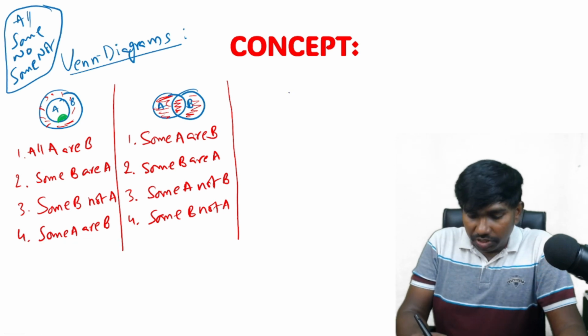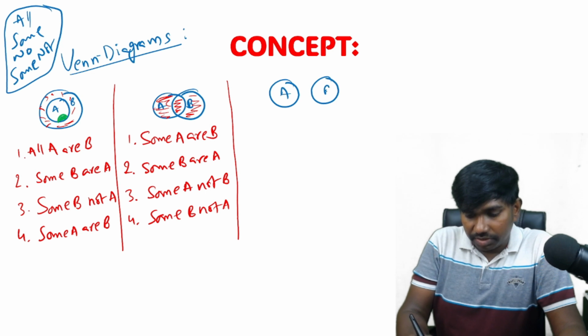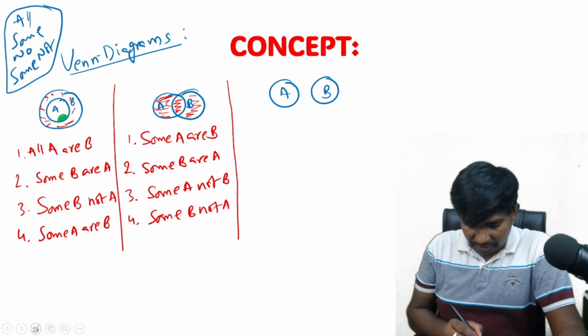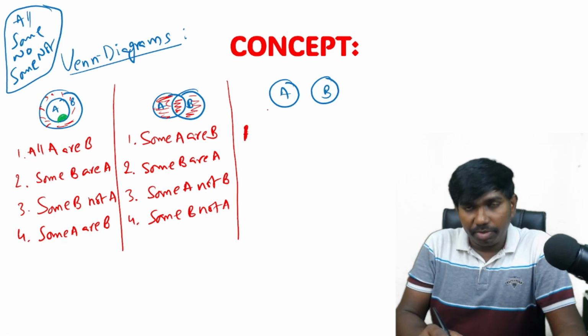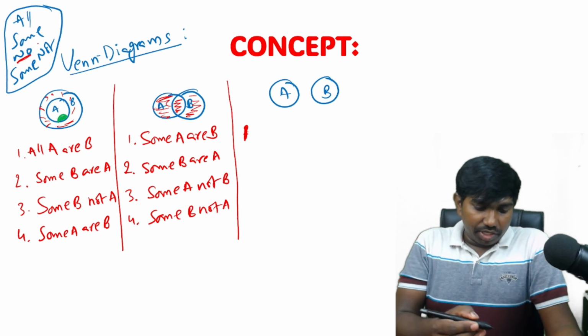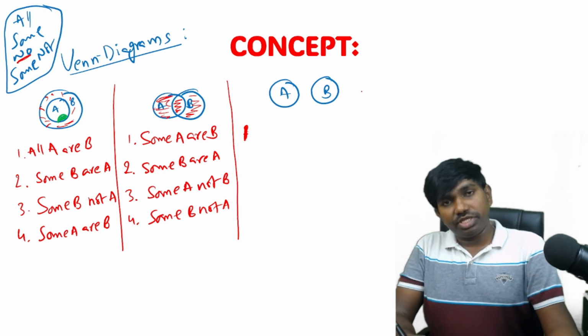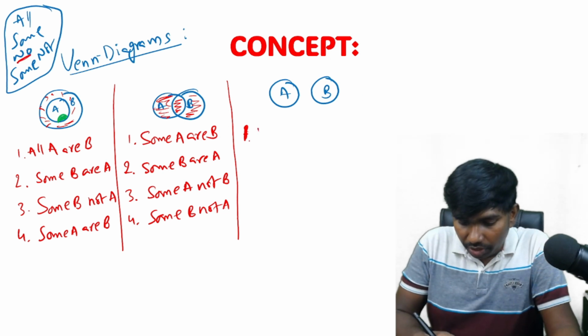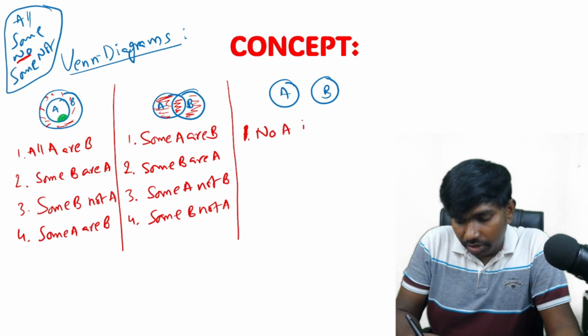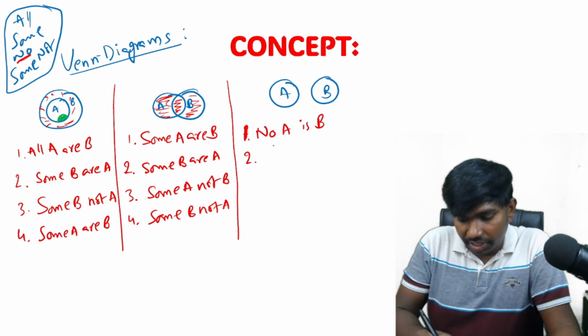Next one. What about this one? This is A and this is B. Tell all possible statements for this diagram also. Yes, one by one. Immediately we can use this one, no, because there is no intersection between A and B. So no A is B. No A is B. Second, no B is A. No B is A.